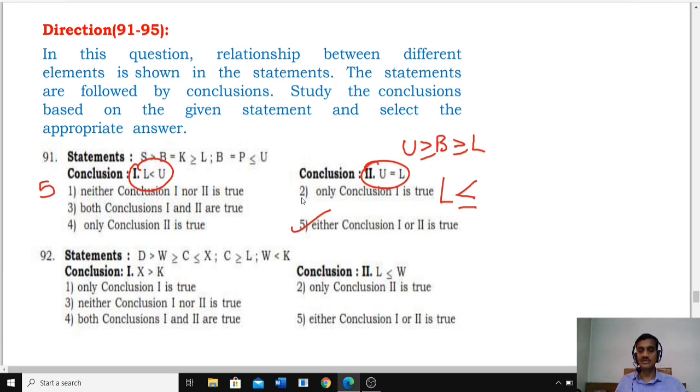Done with this, 91 choice 5. Now 92: X and K. Where is X, where is K? Which element is common? W. From W we need to reach X and from W we need to reach K. From W to X, there are 2 opposite symbols, no relation. Hence no relation can be drawn between X and K. Now L and W. W is here, L is here. W greater than or equals to C, C greater than or equals to L. That means which symbol is common? Greater than or equals to. W greater than or equals to L is 2. L lesser than or equals to W is 2. Hence only 2 is 2, that is choice 2, 92.